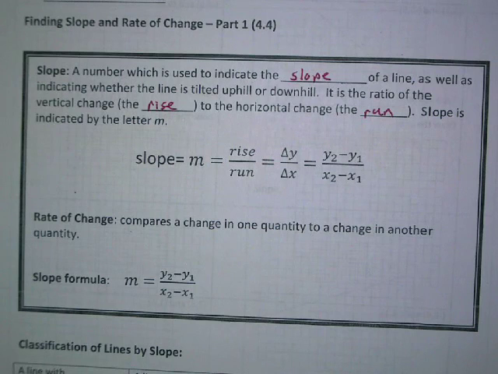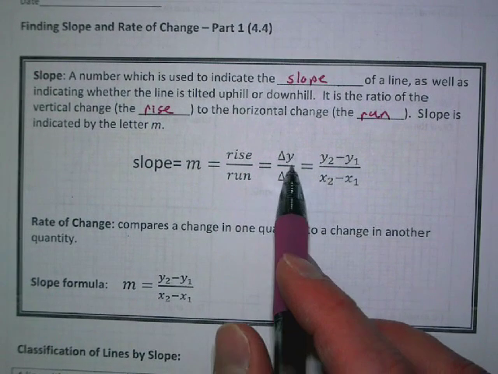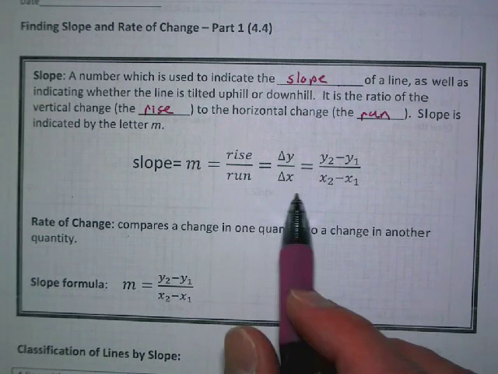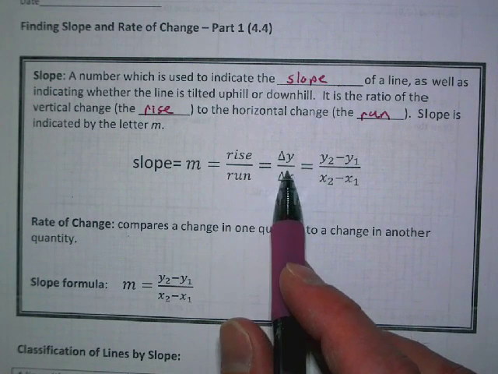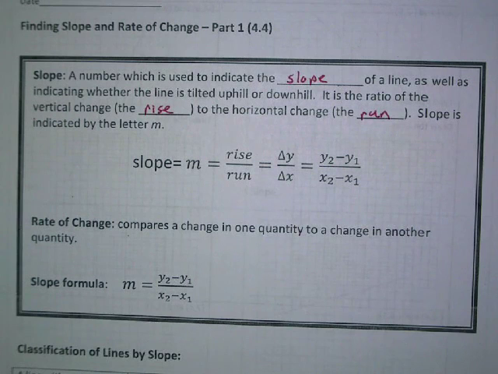Okay, so we indicate slope by the letter M. That's why when we talk about slope-intercept form, we have y equals mx plus b. M is your slope. So we just find it by rise over run. What this means is delta y over delta x. Delta means change in, so the change in y divided by the change in x. That's what we were doing on those tables, right? That you're going to have a quiz over, where you find the change in y divided by the change in x.